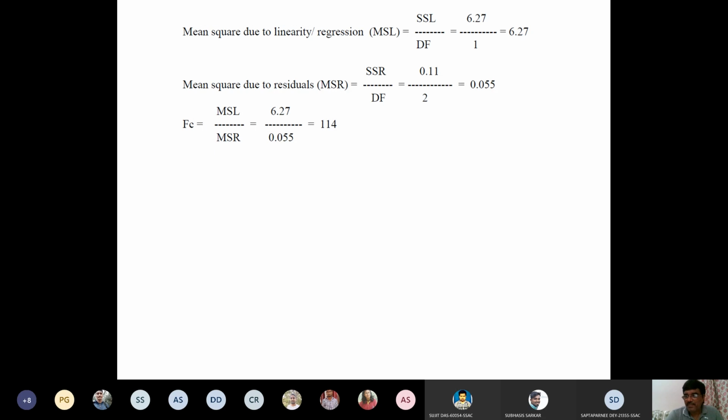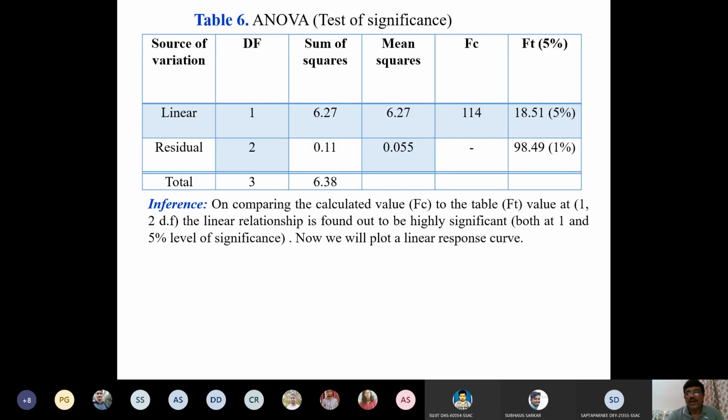The regression coefficient B is not a linear regression coefficient. So now you can see the same thing in the data. You can put sources of variation as linear or regression. Instead of linear, please understand it is regression. It is regression and residual.